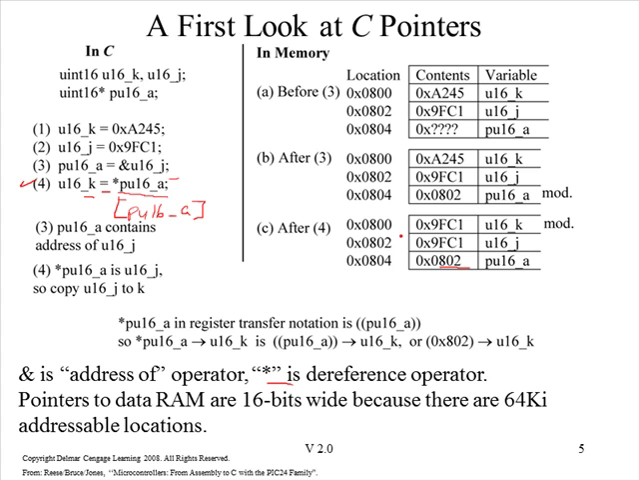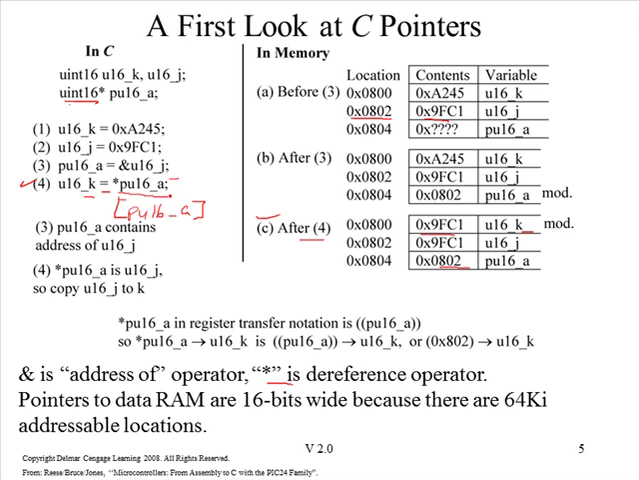We're going to go to what that's pointing to, which is location 802, and we're going to get a 16-bit unsigned variable from that location, since this is a pointer to a 16-bit variable. So we're going to return the value 9FC1, and that's going to be copied into K. So after 4 is executed, K's value is going to equal 9FC1.